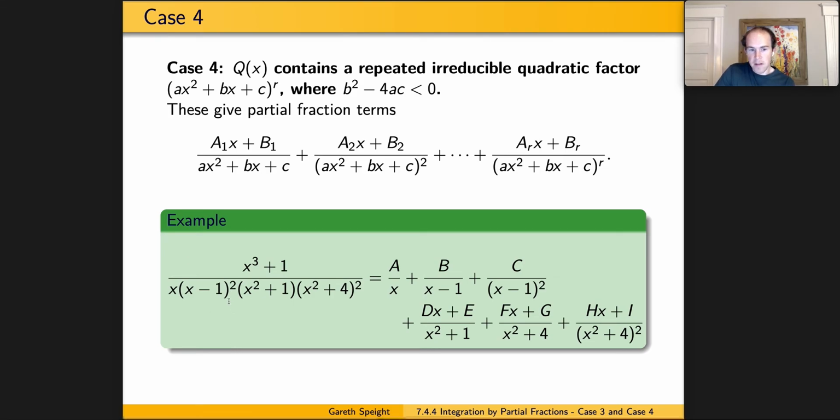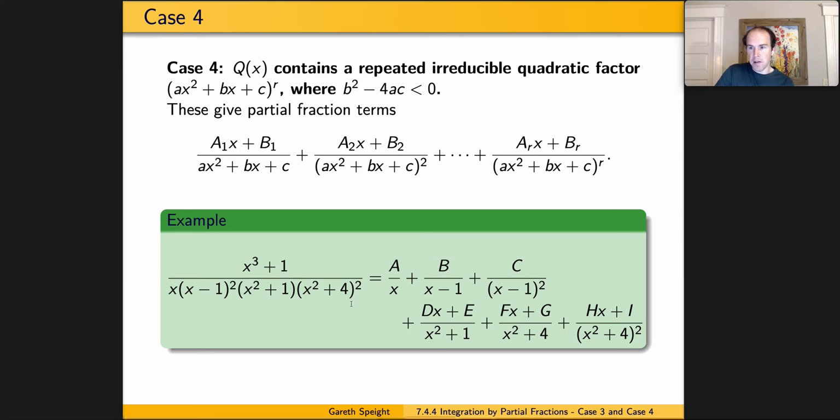So it's proper, and the denominator is fully factored. It's x minus 1 squared, so we have a repeated linear factor. Then we have x squared plus 1, which is an irreducible quadratic non-repeated factor. That's a case 3. And then we have x squared plus 4 squared, which is an irreducible quadratic that is repeated. So that's a case 4 term.